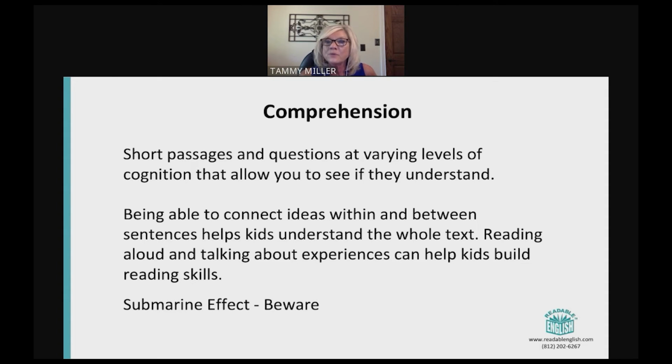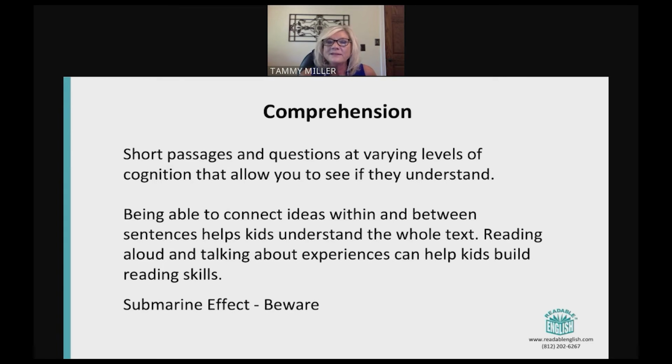So the number of words that we have in our long-term memory that we can recall with automaticity, not sounding them out, that's our word volume. The word volume contributes to our comprehension. So if we aren't able to comprehend well, more than likely we have a word volume problem.